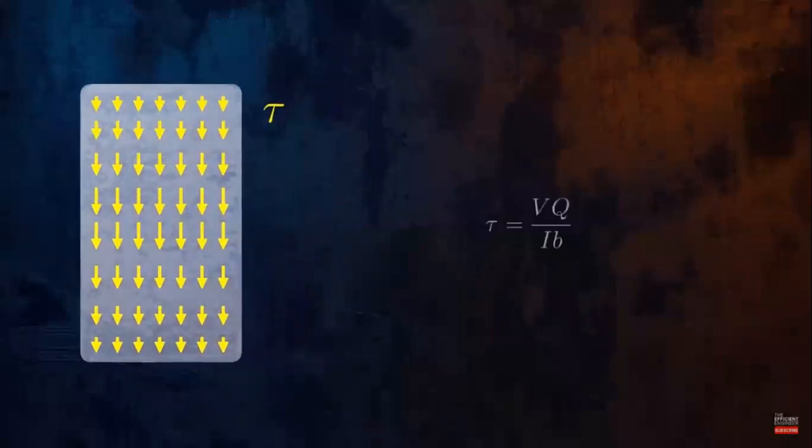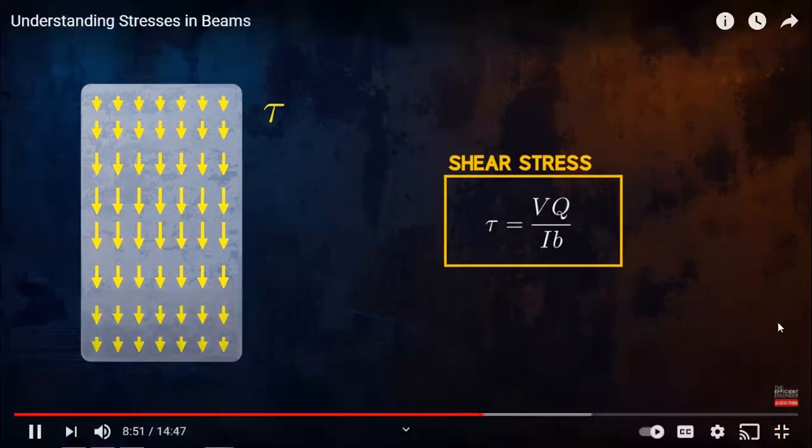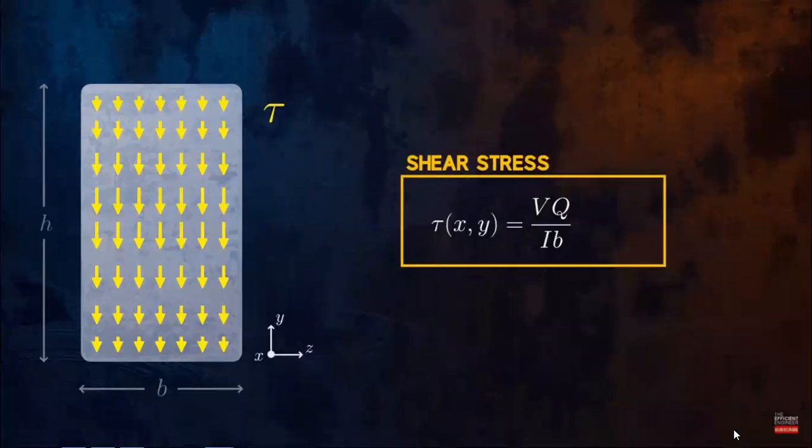Instead, we can use this equation to calculate the shear stresses acting on the cross-section. I won't cover the derivation of the equation here, but it's based on considering equilibrium of stresses acting on a small element within the beam. The equation assumes that the shear stress is constant across the width B of the cross-section. So tau is a function of the distance along the beam, x, and the distance above the neutral axis, y.